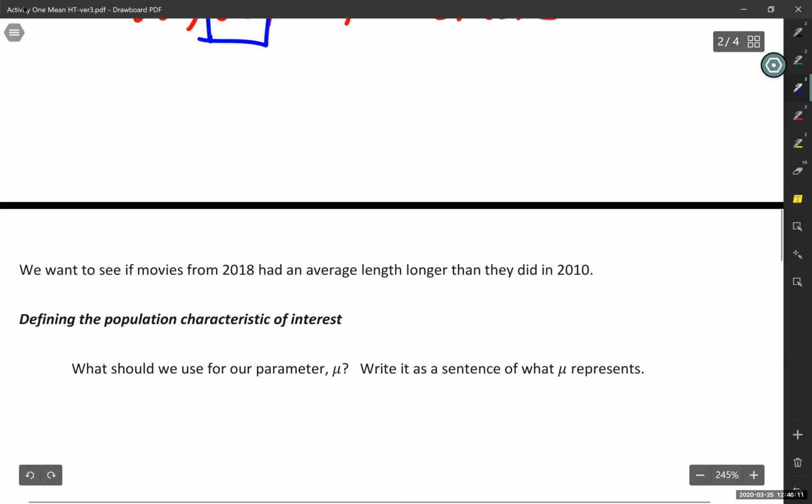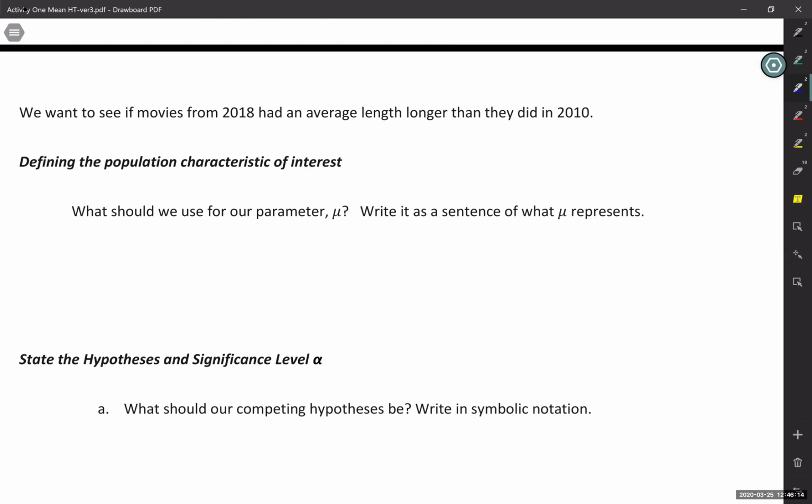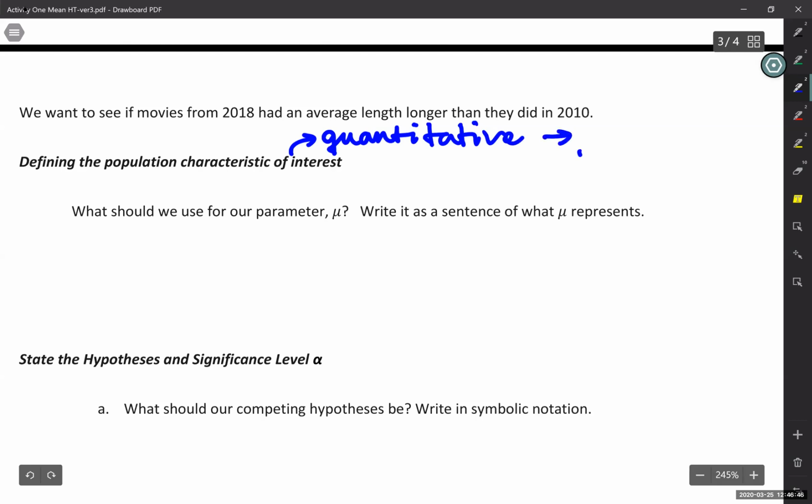Okay, so here's the question. We want to see if movies from 2018 had an average length longer than they did in 2010. So first we want to find our population characteristic of interest. In this case, we're looking for mu, but in case you're unsure, think of what kind of thing they're asking for. Anything that is quantitative is going to be mu. Is it a number? If it's a number, then the problem's going to be about mu. It's a question asking for a number.